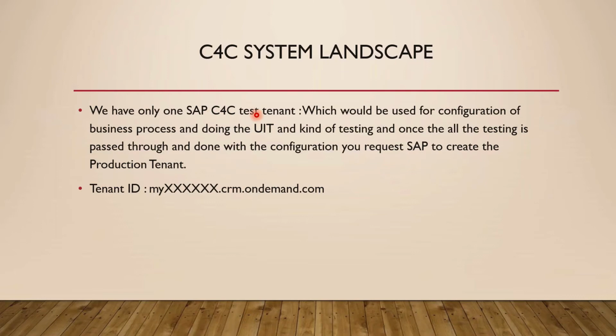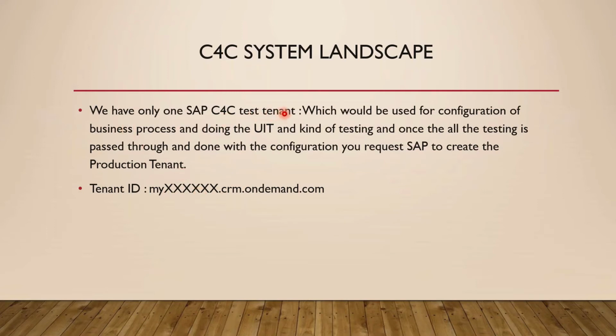So for C4C, we have the tenant URL that we saw. This is the tenant ID, a numeric number provided by SAP, followed by .crm.ondemand.com. On the backend there will be an IP address, but you have to log in with this tenant ID only. So crm.ondemand.com would always be the same for all customers. Only this value is going to change.